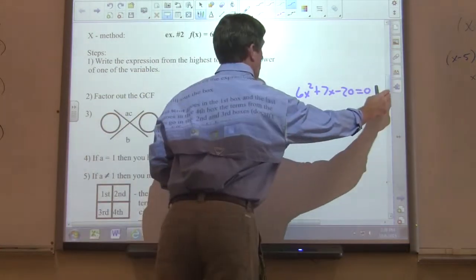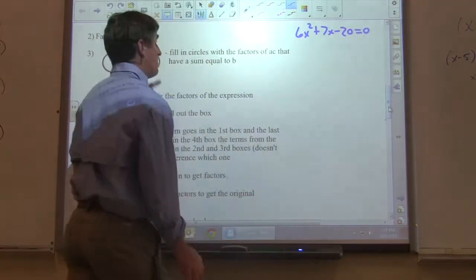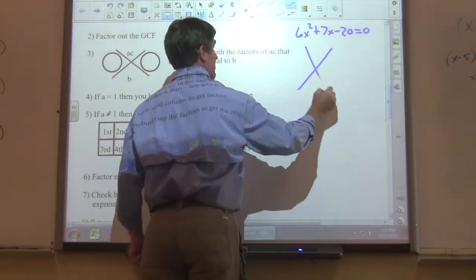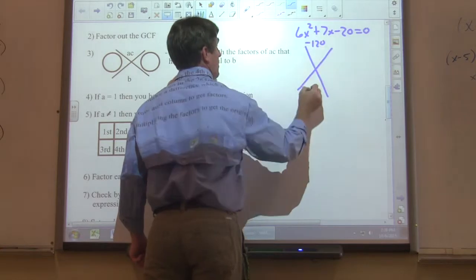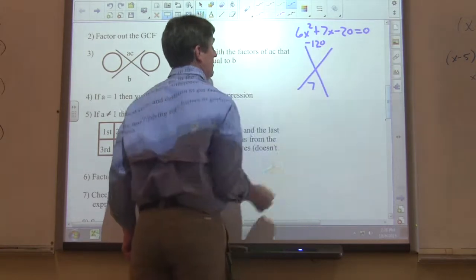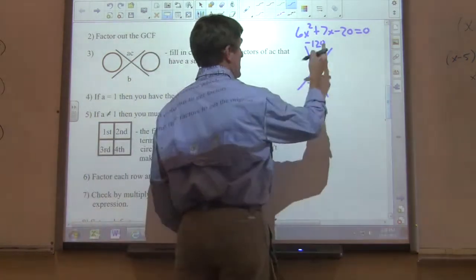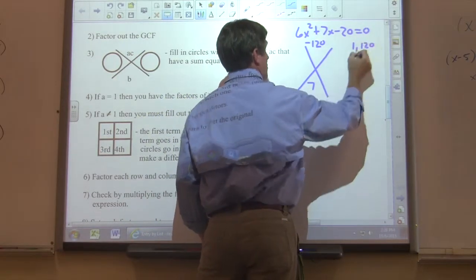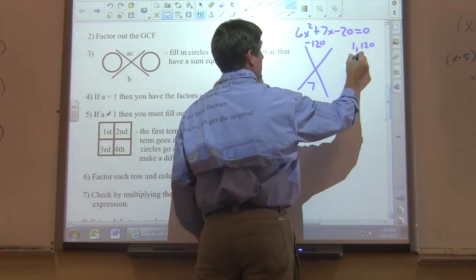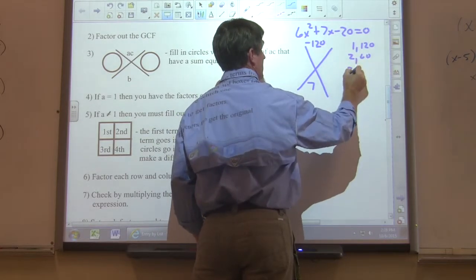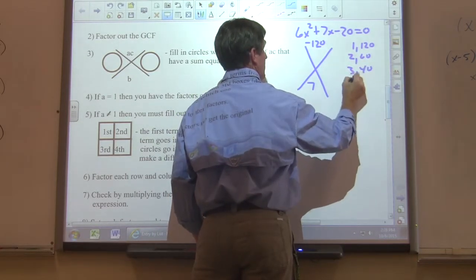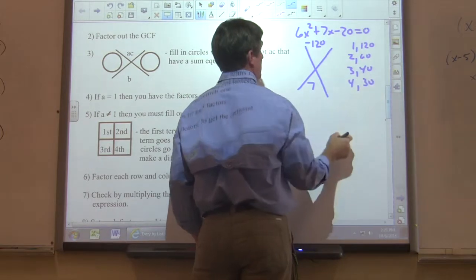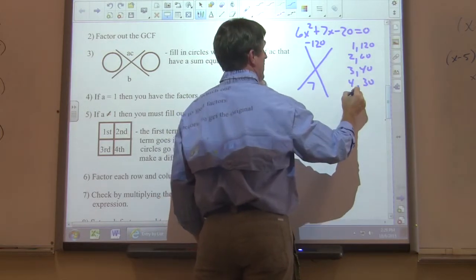Okay? So we have to build our x. Negative 120 and 7. And so now, this is a bigger problem, so we list the factors of 120. So I'm just going to start with 1 and 120, 2 and 60, 3 and 40, 4 and 30. Those are 26 apart.